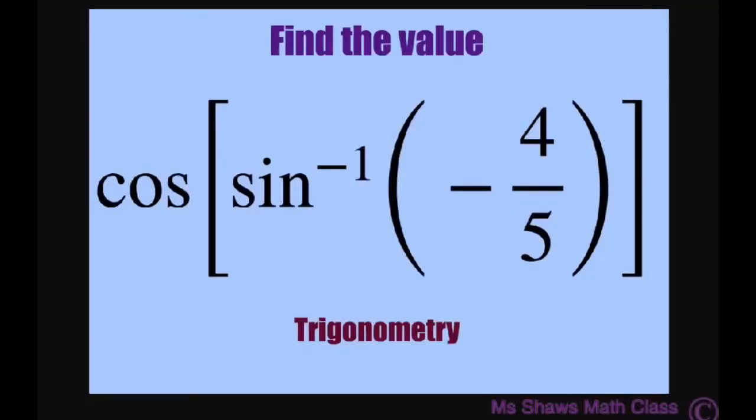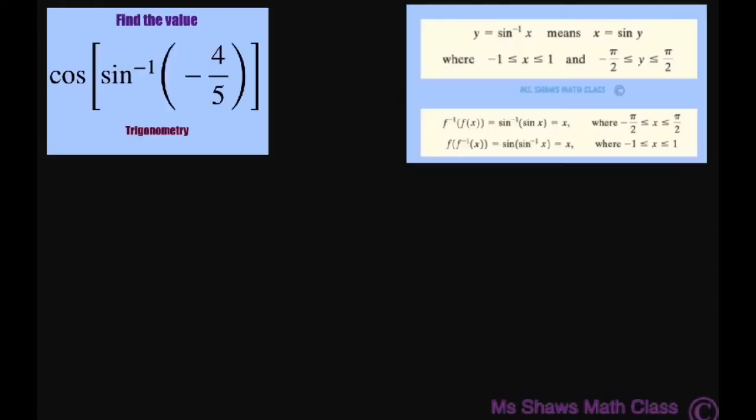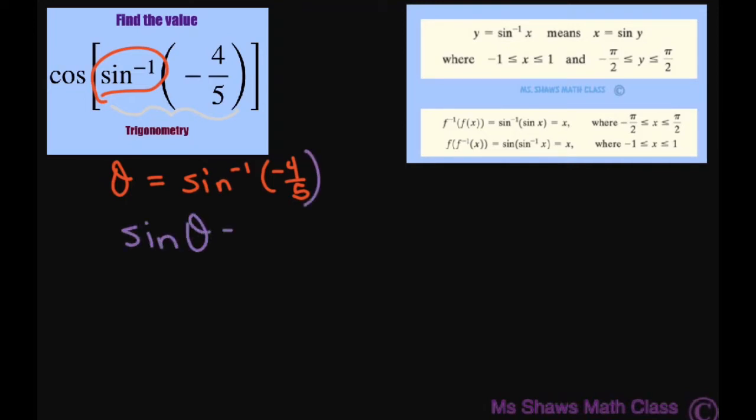We're going to find the value of cosine of inverse sine of -4/5. When you approach this problem, you always want to start with the inner function, which in this case is the inverse sine. Let's use theta instead of y. Let theta equal inverse sine of -4/5. That means I can write this as sine of theta equals -4/5.